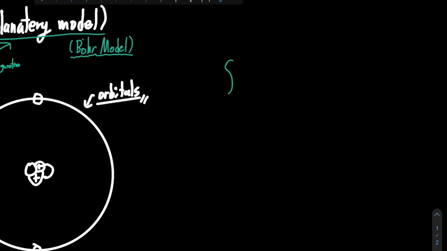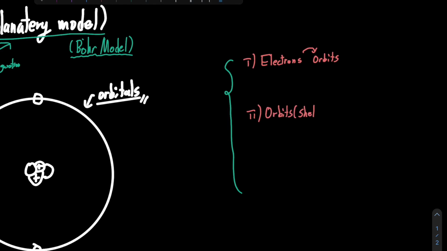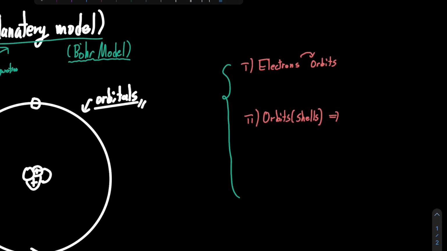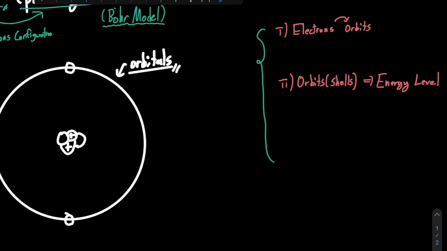And so basically Bohr found out three things that we have to kind of know. First of all, he found out that electrons exist in orbits. Not orbitals, but orbits. Second of all, he introduced the idea that orbits or shells are related to the electron's energy level.